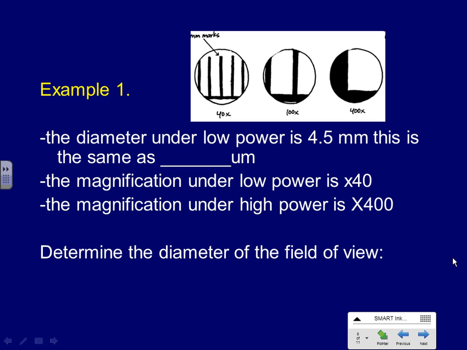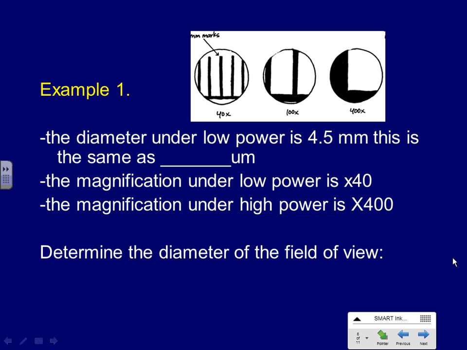It should be, but not necessarily. If it were the same brand, I'd say yes. But if it wasn't, it could depend on that objective lens and that eyepiece lens. If their specifications were slightly different, then it may be different. So you might find when you do the calculation for the lab that you get similar numbers, but if you get one that's slightly off, you might find you have a different microscope.